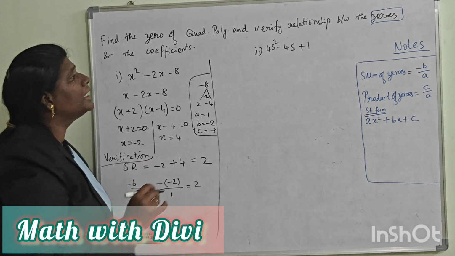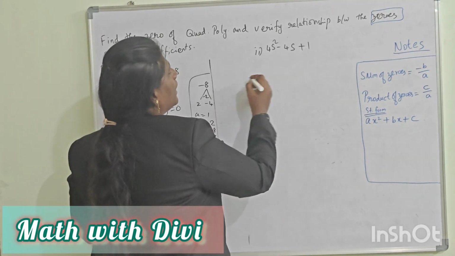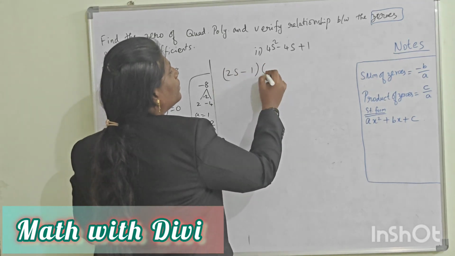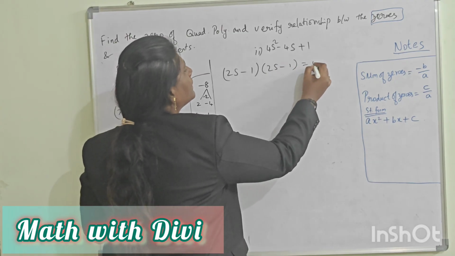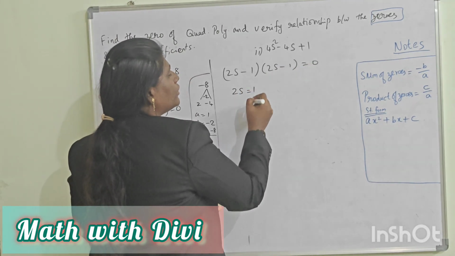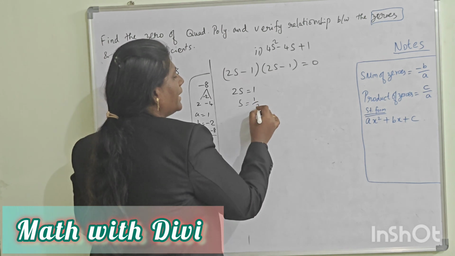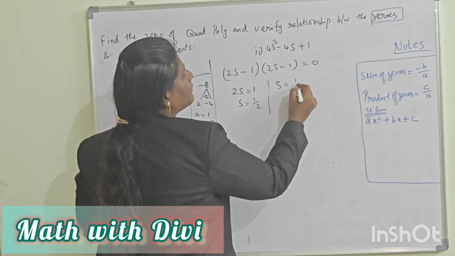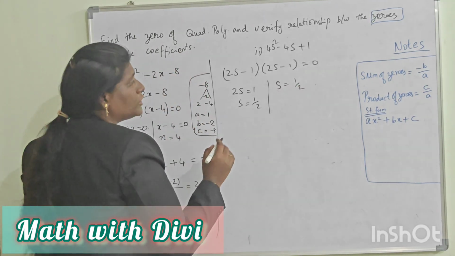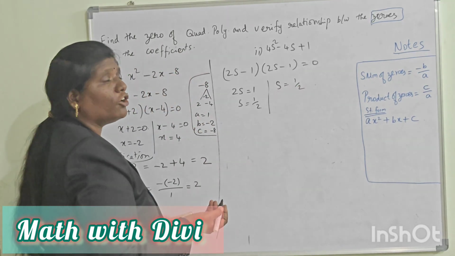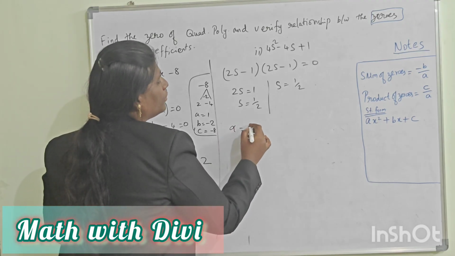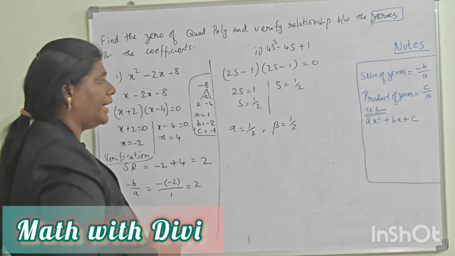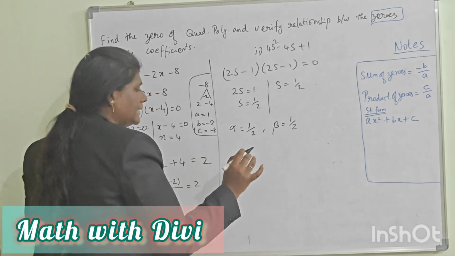Understand? Any doubt, dears? Yes. Here let us do, as we know already, 2s minus 1 into 2s minus 1 is equal to 0. 2s is equal to 1. s is equal to 1 by 2. Let's verify. Both the answers are s is equal to 1 by 2. Both the zeros, we can call them alpha and beta also. Alpha is equal to 1 by 2, beta is equal to 1 by 2. We can name them with any letter.